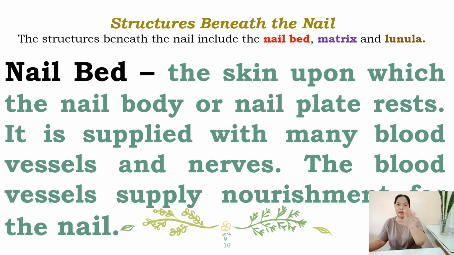We have the structures beneath the nail. So the structures beneath the nail: number one is the nail bed, and then we have the matrix and the lunula. Let's discuss these one by one. What is the nail bed? It is the skin upon which the nail body or nail plate rests. When you remove the nail plate, what it rested on is called the nail bed. It is the pink part that shows, because the nail plate is translucent.